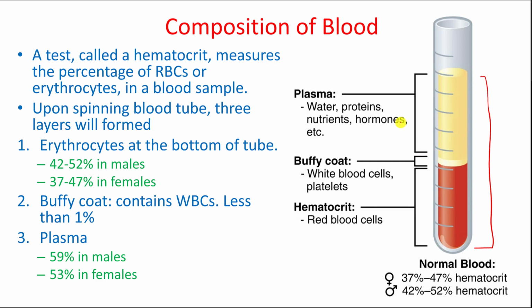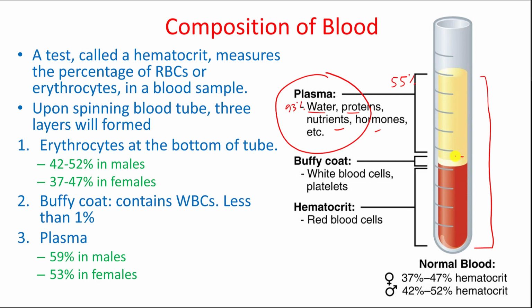I will get the upper portion, which is the plasma. The plasma would form around 55% of the blood. So this will contain water, proteins, nutrients, hormones. The water by itself is around 93% of the plasma. So the majority of the blood technically is water, right? But also we have proteins, hormones, and other stuff.